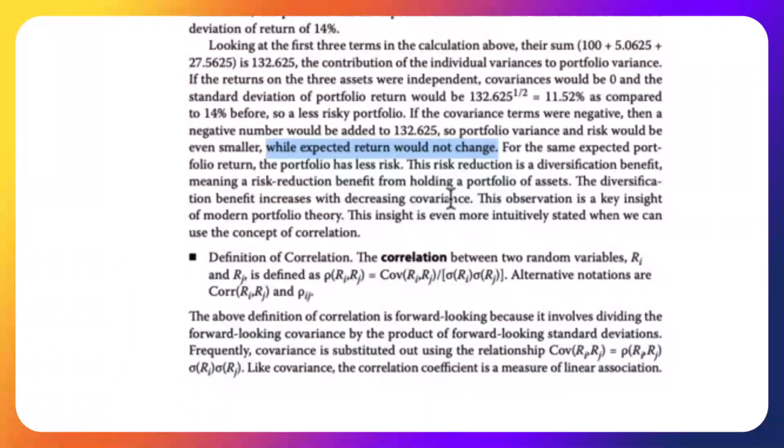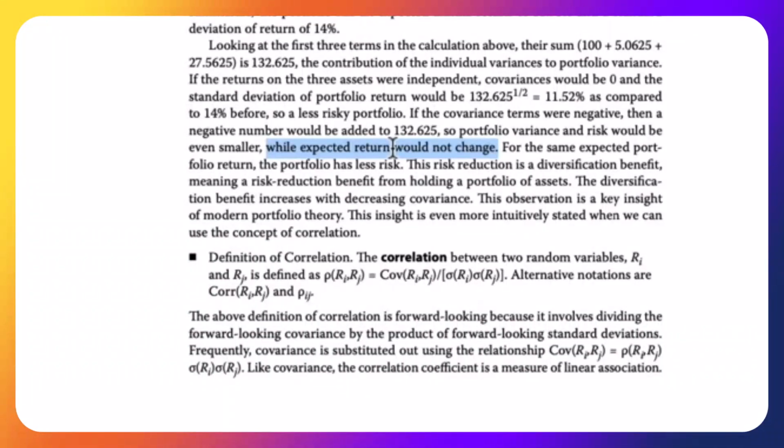Well, to get a correlation of -1, I would remove all risk from the portfolio. If I remove all risk, I cannot make the same return. No risk, no reward. A portfolio in which all risk is removed would earn the risk-free rate. It would not earn the same rate of return. So we got to be careful with what they're saying here. Portfolio variance and risk would be even smaller while expected return would not change. That is not entirely true.